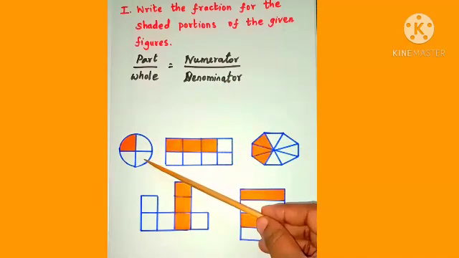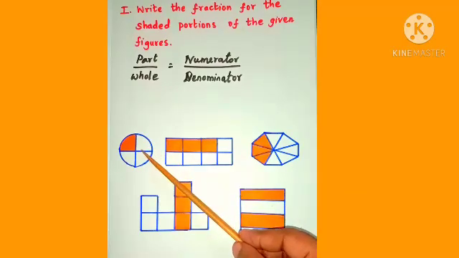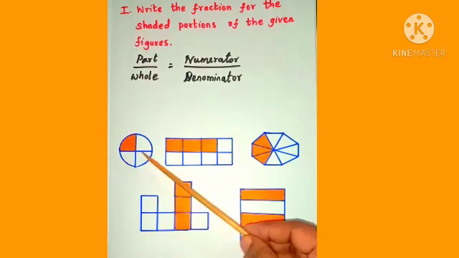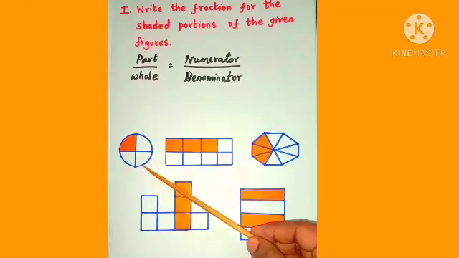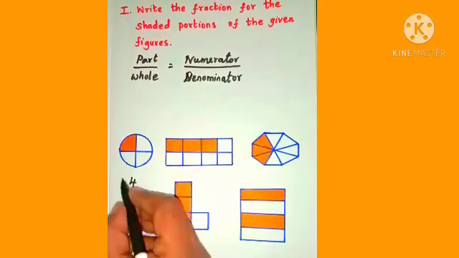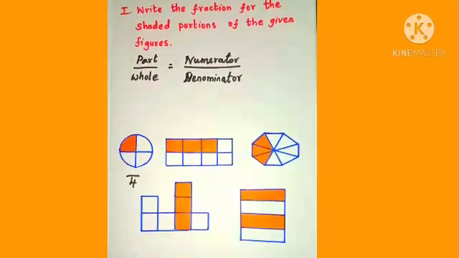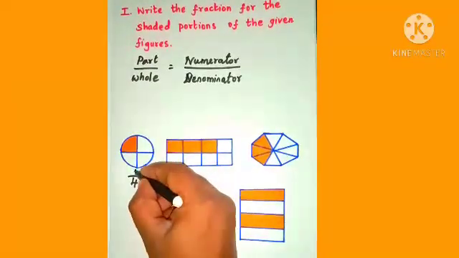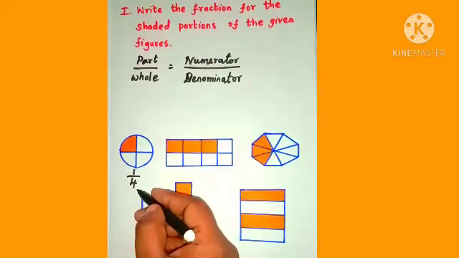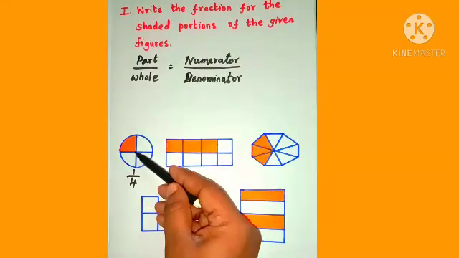And here in the first figure, in the circle, how many parts are there? 1, 2, 3, 4. So the circle is divided into 4 equal parts. So 4 represents the denominator. And how many parts are being shaded? Yes, it is 1. So 1 is the numerator, and 1 by 4 is the fraction of the shaded portion in this figure.